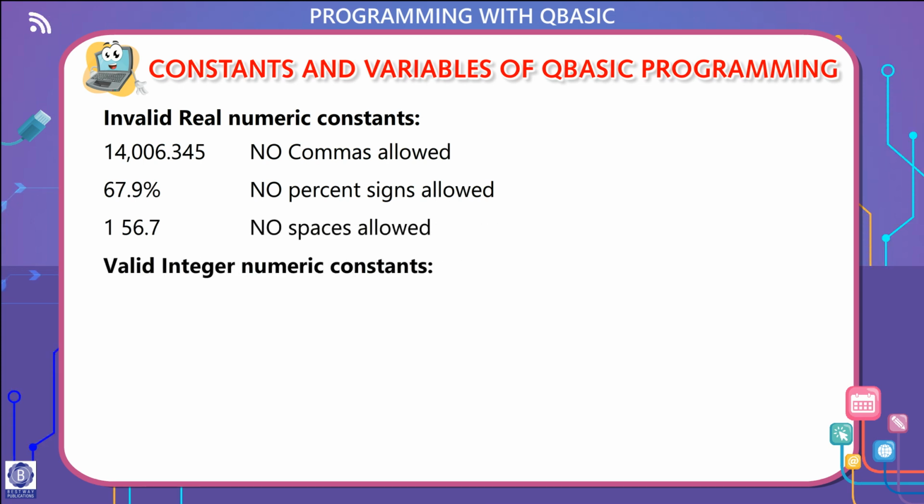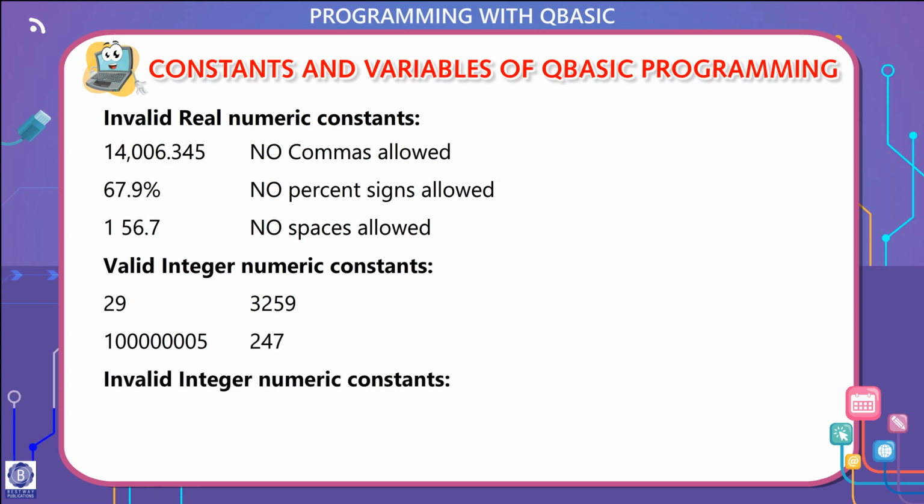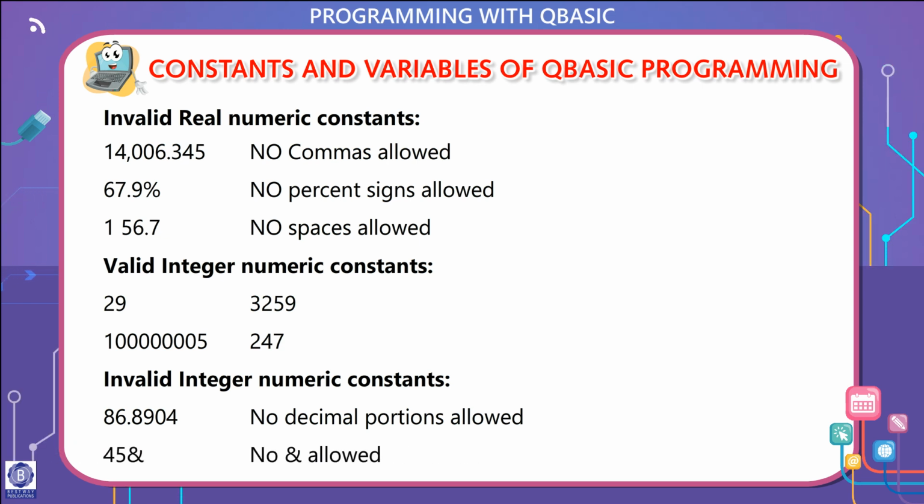Valid integer numeric constants: 29, 3259, 100000005, 247. Invalid integer numeric constants: 86.8904, no decimal points allowed; 45 and, no "and" allowed.